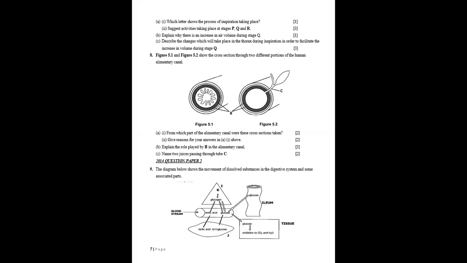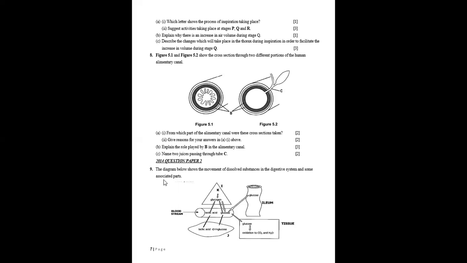Then C: name two juices passing through tube C. Okay, tube C. It's bile and pancreatic juice.